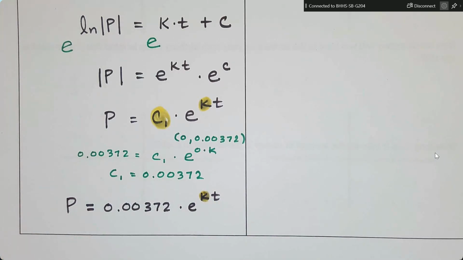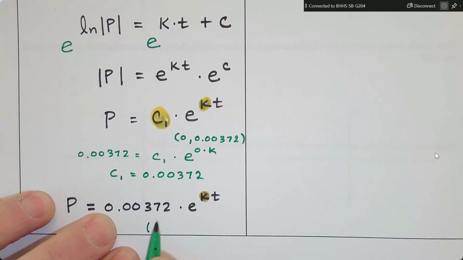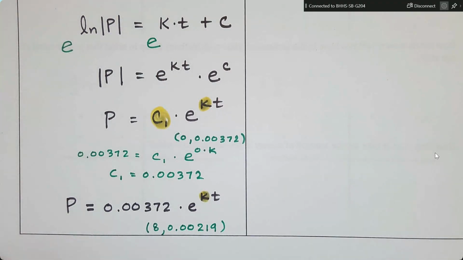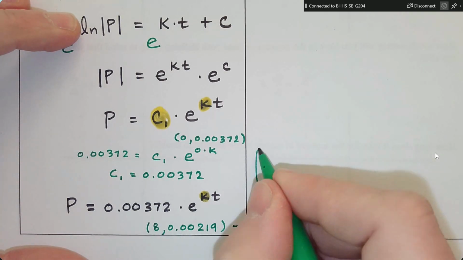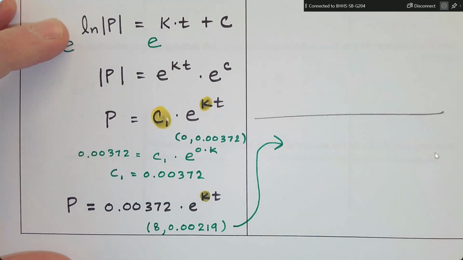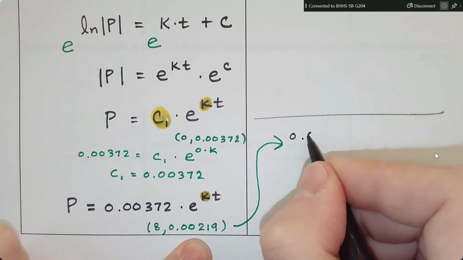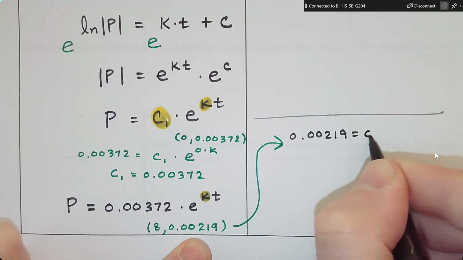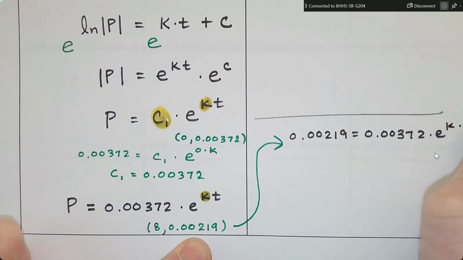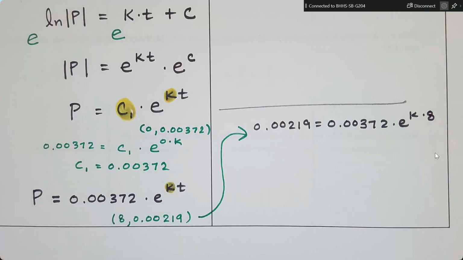Now we still need K. Right? So here's where we're going to plug in our second condition. Second condition looks like so. 8, 0.00219. And I am going to continue the work right here. So that's going to give us 0.00219 is equal to 0.00372 times e to the k times 8. EK are my initials, so I get a little smirk every time I write that.